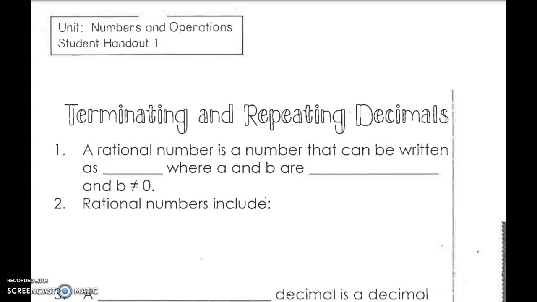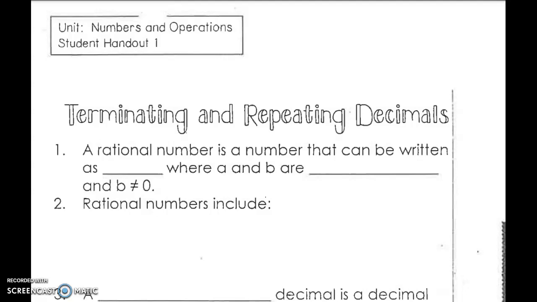Hey everybody, today we're going to look at terminating and repeating decimals as well as number sets and how to classify different numbers. Both topics have to do with one term that can be used when talking about both topics, and that is a rational number.